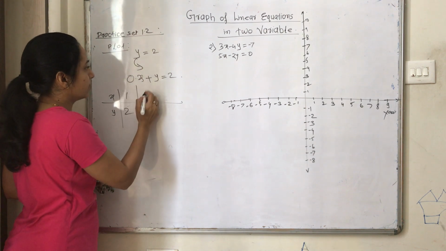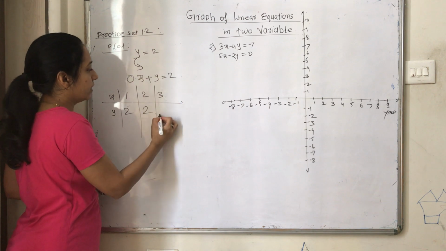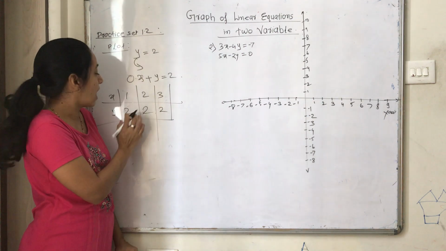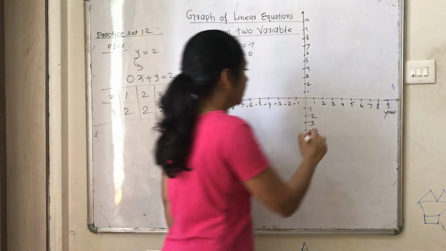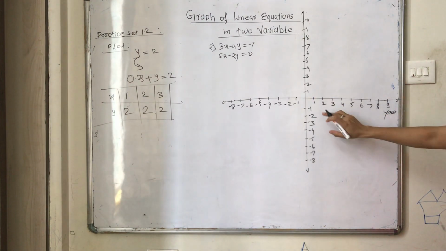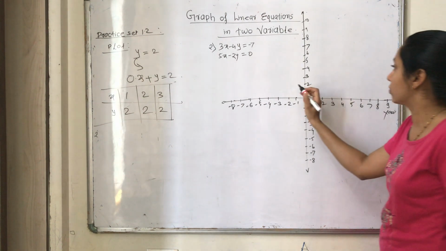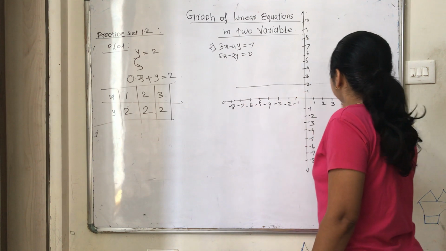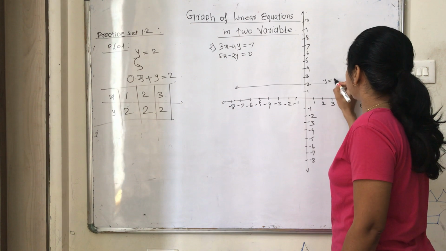If I take x is equal to 2, again I will get y as 2, okay? So for 3 also I will get 2. Means if I take any value of x, I will get y is equal to 2. So what will be its graph? See here. If I take any value of x, what will be the y? Y will be equal to 2. So this is y equal to 2. Okay. So this is the line which represents y is equal to 2.